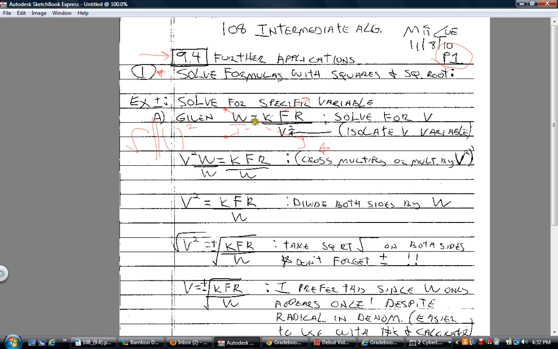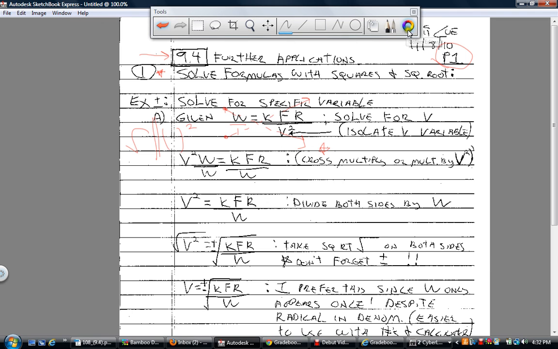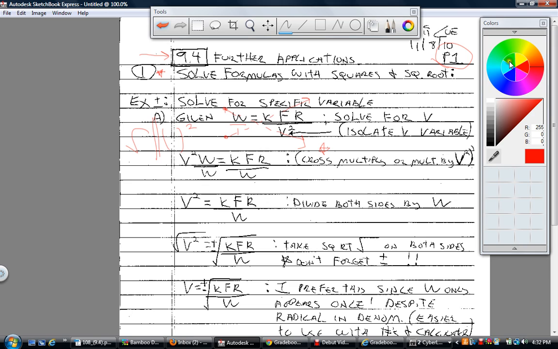Now let me switch colors here so I don't cause too much confusion. Let's just say you like multiplying by v squared. So pretend you're looking at v squared. I multiply that on both sides. I would have v squared times v squared. You're allowed to do that; you maintain balance on the equation. What's the good news on the right hand side? V squared divided by v squared cancel out, and you're left with v squared times w equals kFr. So you get the exact same result. You pick which way works for you.